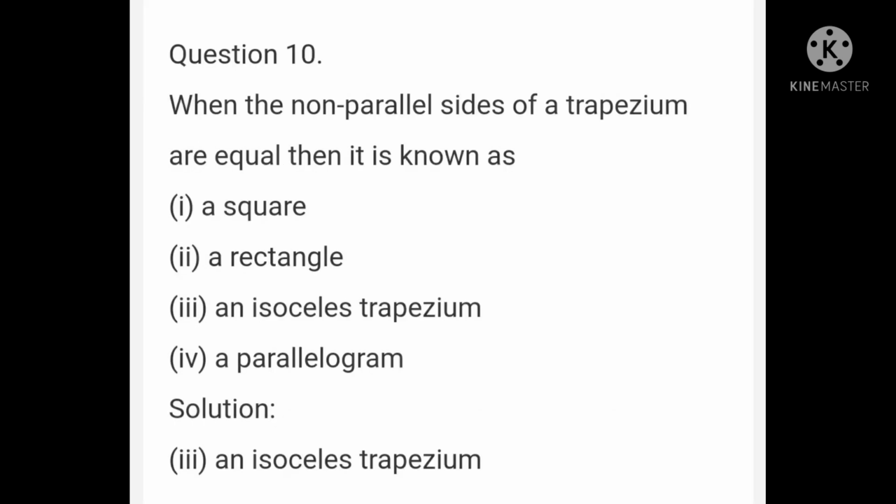Okay, 10th question. When the non-parallel sides of a trapezium are equal, then it is known as an isosceles trapezium. Here non-parallel sides are equal, then the trapezium is called an isosceles trapezium.